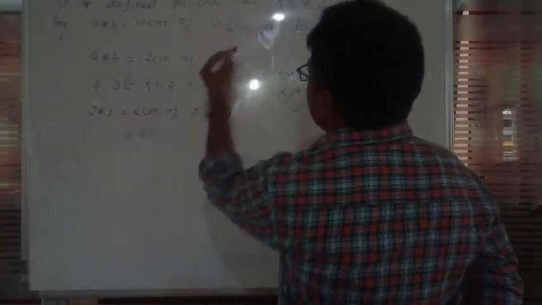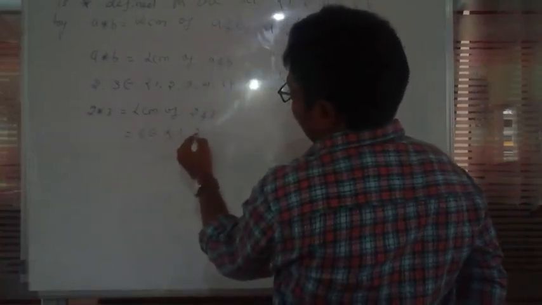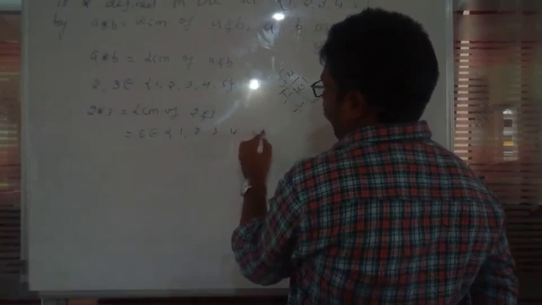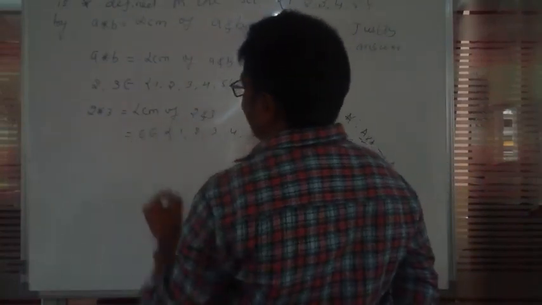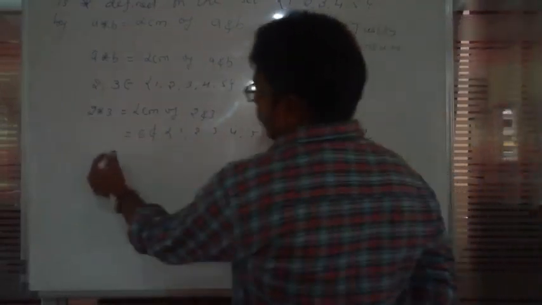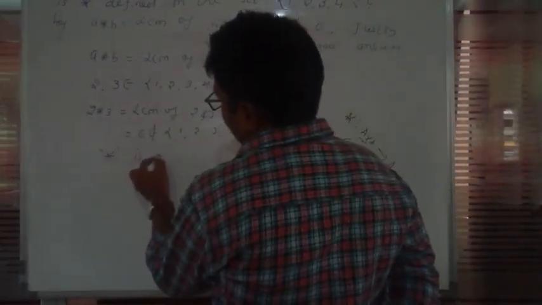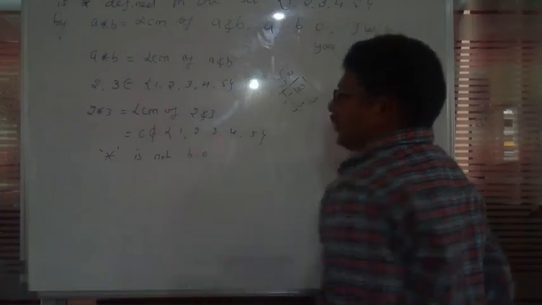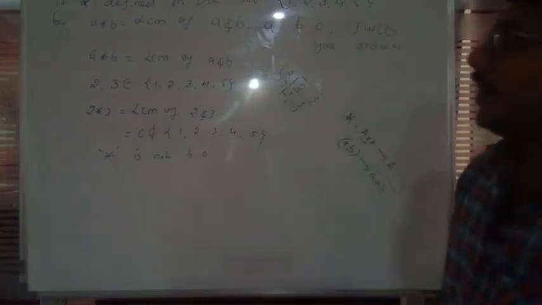Is it possible that 6 is present in that set? The set is {1, 2, 3, 4, 5}. 6 is not present in that given set. That's why star is not a binary operation.